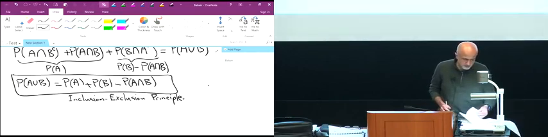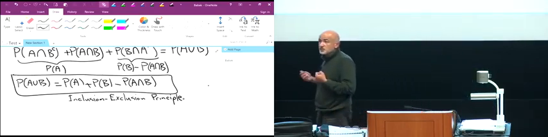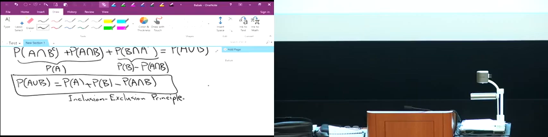Okay. We'll get to some ramifications of this inclusion-exclusion principle later. For now, notice that if two sets are mutually exclusive, that third term is what?